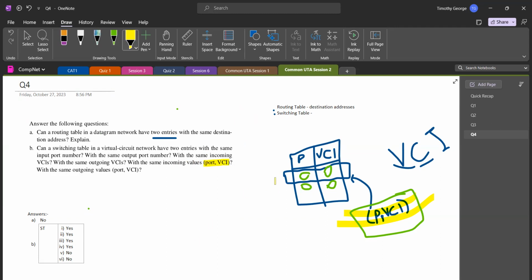It cannot be the same because if something comes in, it doesn't know which network or which port to go to. It needs both the port and the VCI. If two ports are the same, it will see which is the correct circuit to go to and decide based on that. Or if two VCIs are the same, based on the port, it can decide where to go. But if a port and VCI pair has another entry with the same port and VCI, now it doesn't know which one to follow. That is all.